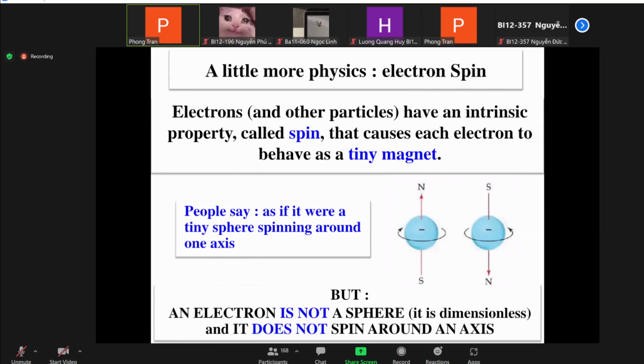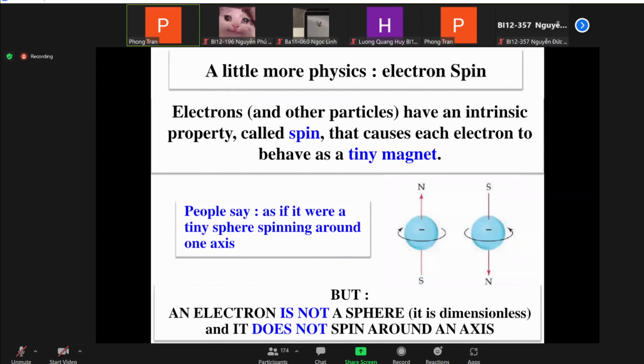So we're back with a little bit more physics. In the last lecture, you learned already about three quantum numbers: N, the main quantum number, L, the angular quantum number, and ML. So you have N, L, and ML.